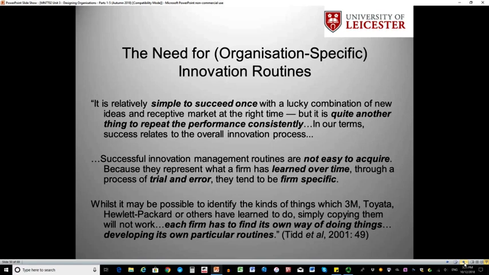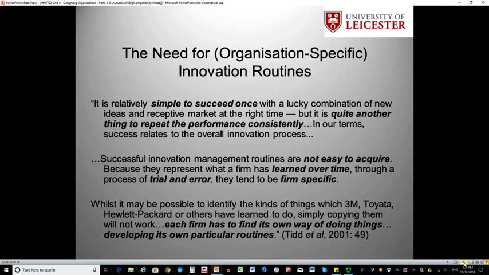Tidd and colleagues talk about whilst it's relatively easy and simple to succeed once, what we need to be able to do is to repeat that performance consistently. So they argue that to organize innovation so that we are more likely to succeed again and again and again, we need to think about what are the best ways to organize, what are the routines that we are required to have to allow us to be successful again and again.